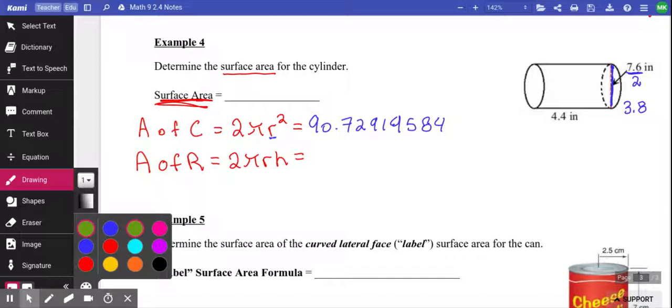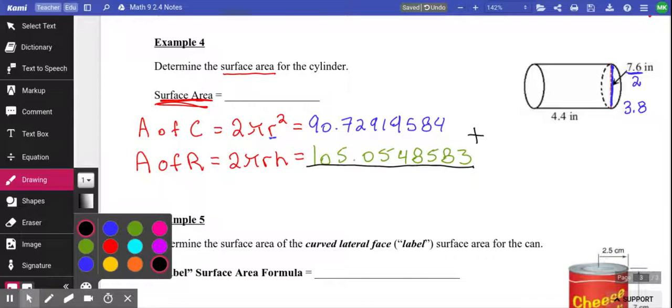Okay. The area of like the label part, the outside of the can. You're going to do 2 times pi times r, which is 3.8, times the height, which in this case is 4.4. And you do get 105.054853. Remember, you actually want to add all those numbers. You don't want to round before adding.